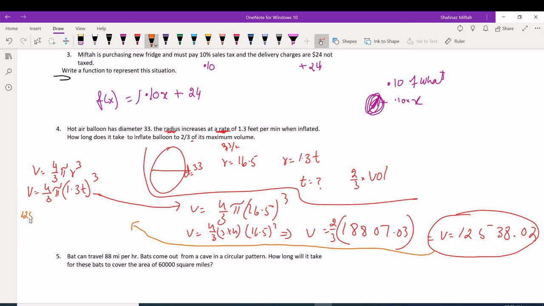I'm going to draw a line, that I took this and I plug it in here. So my 12,538.02 equals 4/3 pi, and I have 1.3 t cubed. So let's solve all of that. When I multiply 1.3 cubed by 4/3 times 3.14, my answer is 9.198 t cubed. And this one stays 12,538.02. You divide both sides by 9.198, they cancel. And what am I left with?